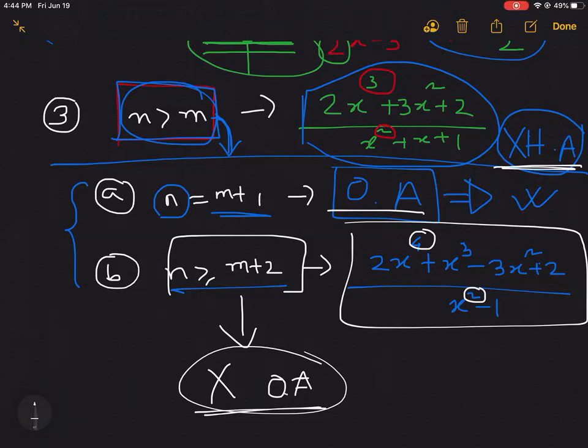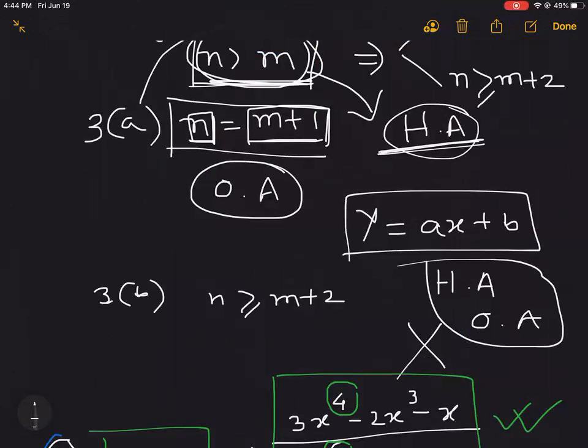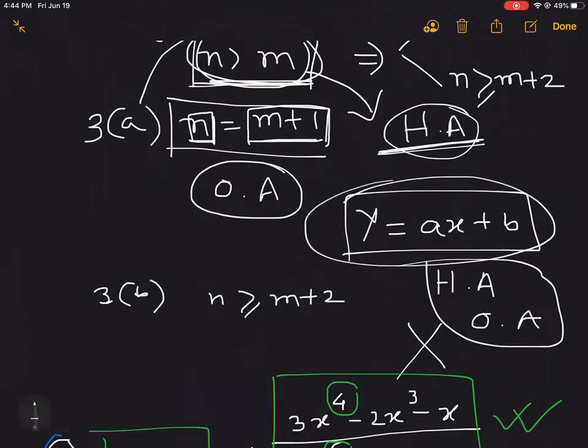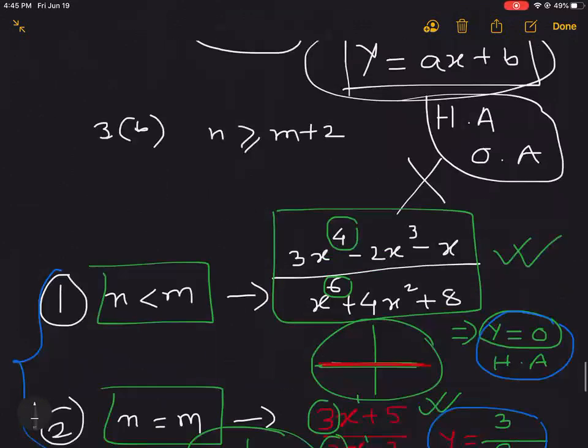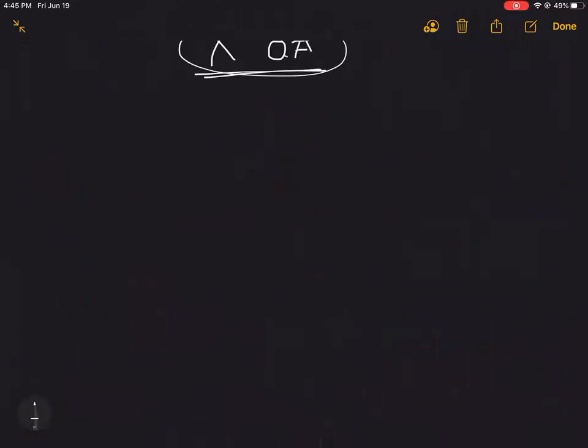So as I said, in 3B, we can calculate the oblique asymptotes for this one. We can calculate oblique asymptotes by just taking the polynomial division. So that means we need to divide this first.